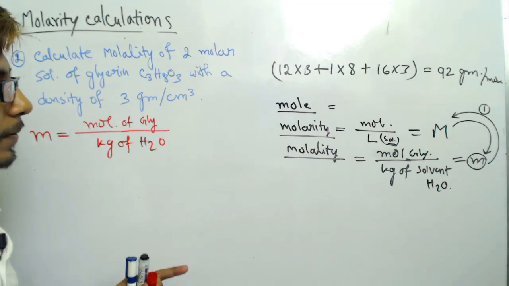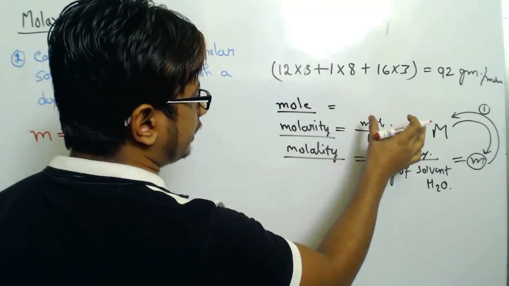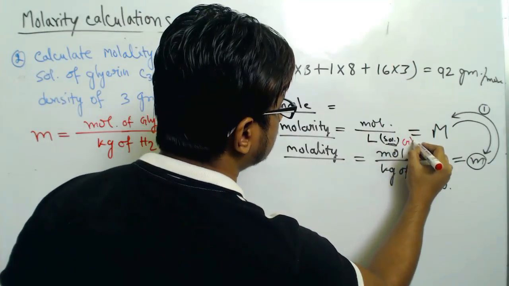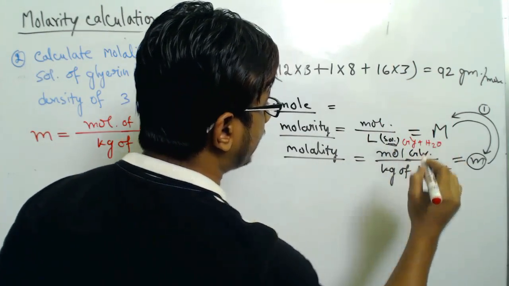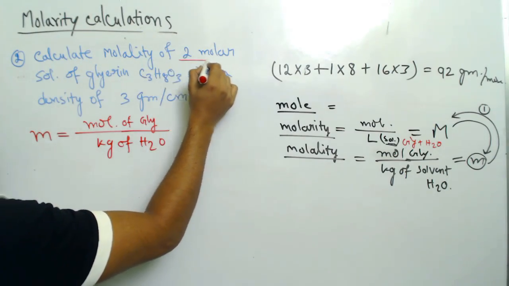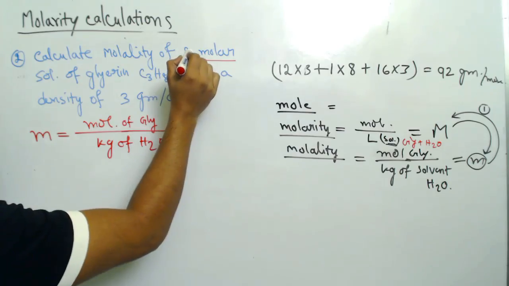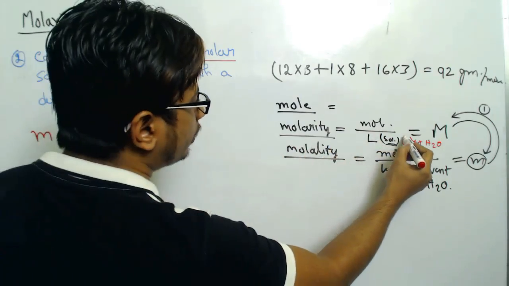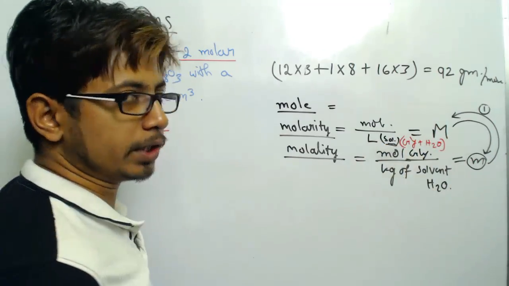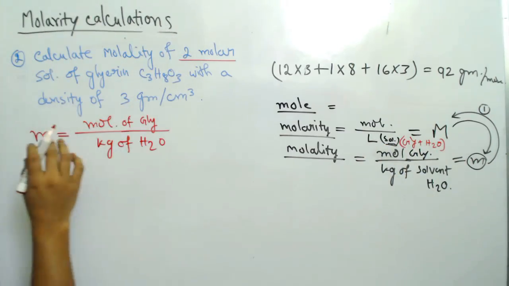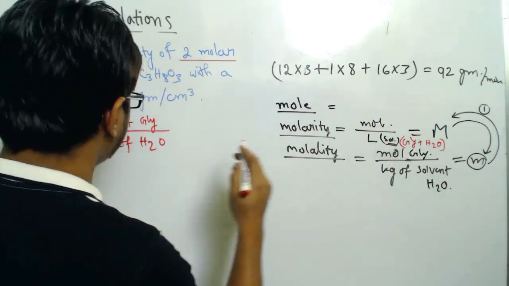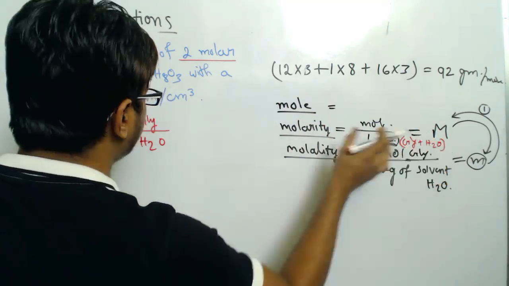But in molarity, it's all about the mole of the glycerin divided by the liter of the solution. And the solution means we have glycerin plus water both together counted. So here the molarity of the solution is given 2 molar, but in this 2 molar value they have already included the presence of glycerin as well as water. But when we calculate the molality, we don't need the volume of glycerin, we only need the amount of water to calculate it.